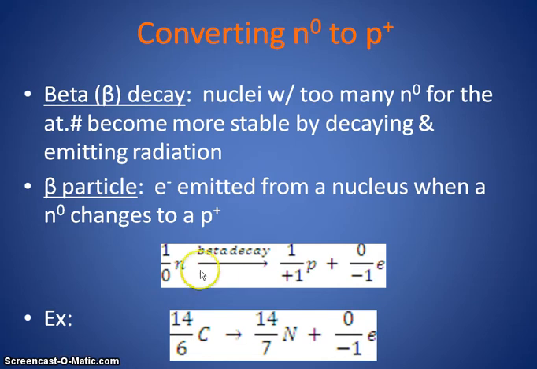And this is the general equation that we would look at here for beta decay. And then this is a real example: taking carbon-14 and converting that into nitrogen-14, with also one of these beta particles being released.